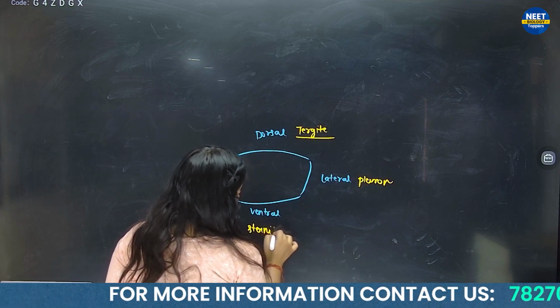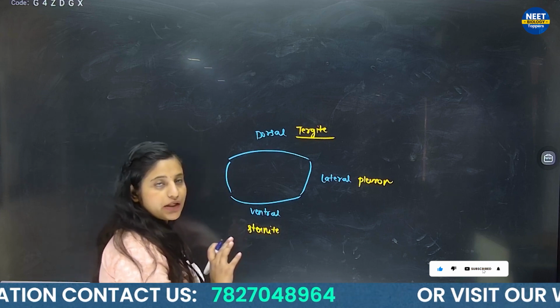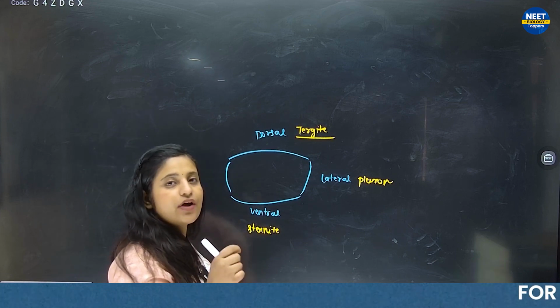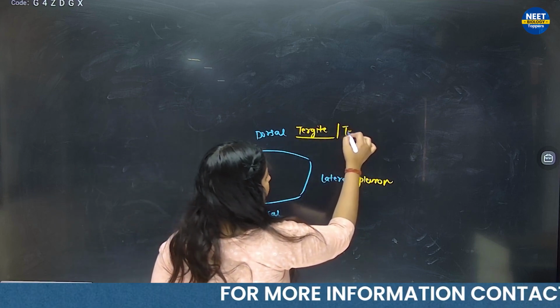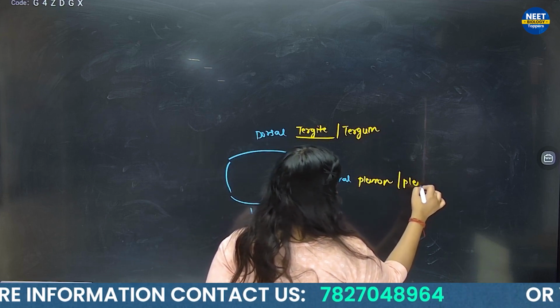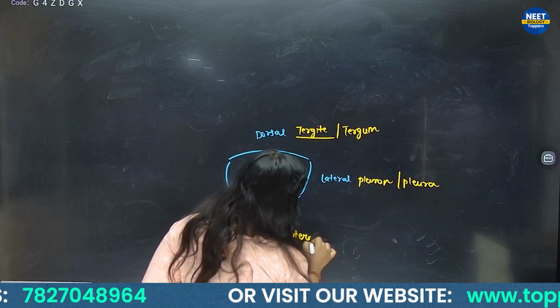Tergite, pleuron, sternite, we are using for the plural. If you want to indicate only one single sclerite, then we use the singular term: tergum for the singular, pleuron for the singular, and sternum for the singular.